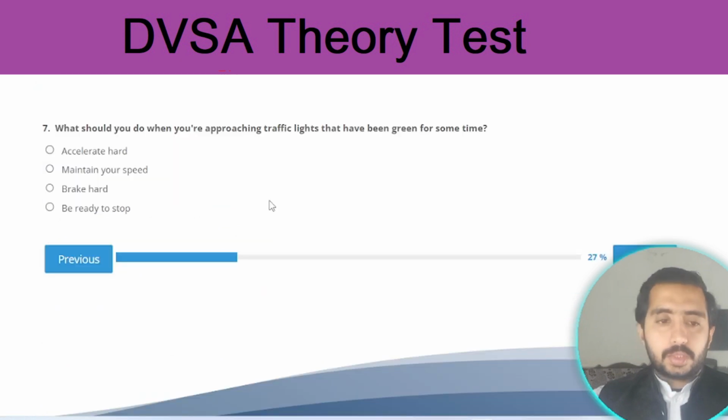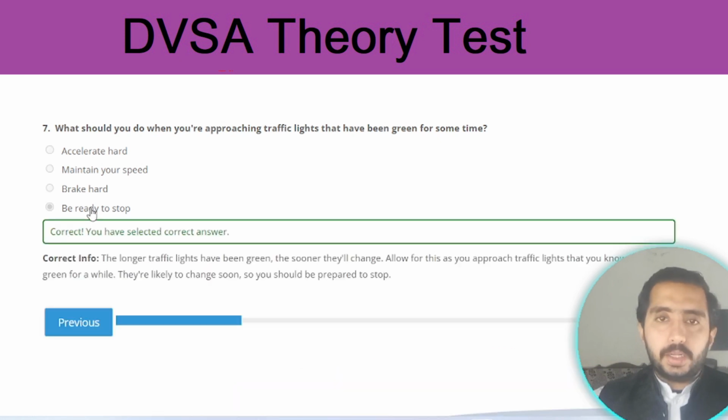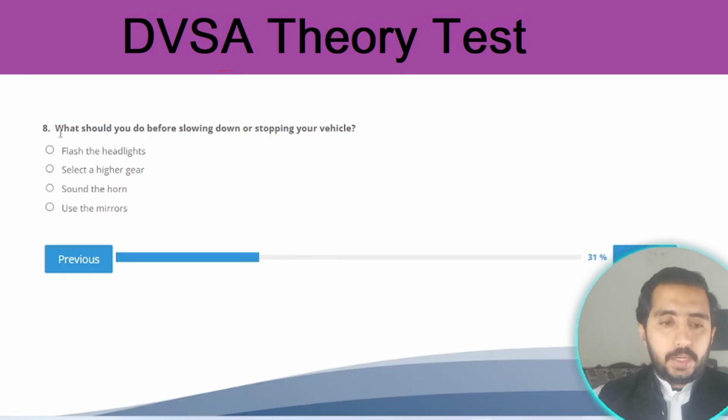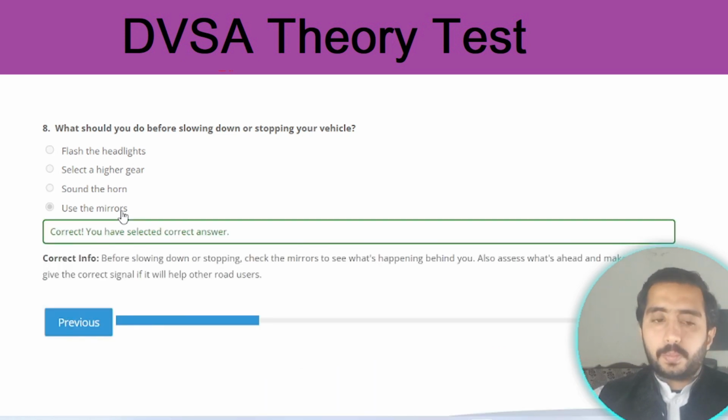Next one. Question number 7. What should you do when you are approaching traffic lights that have been green for some time? The correct option is be ready to stop. Option D is the correct option. Next one. Question number 8. What should you do before slowing down or stopping your vehicle? The correct option is use the mirror. Option D is the correct option.